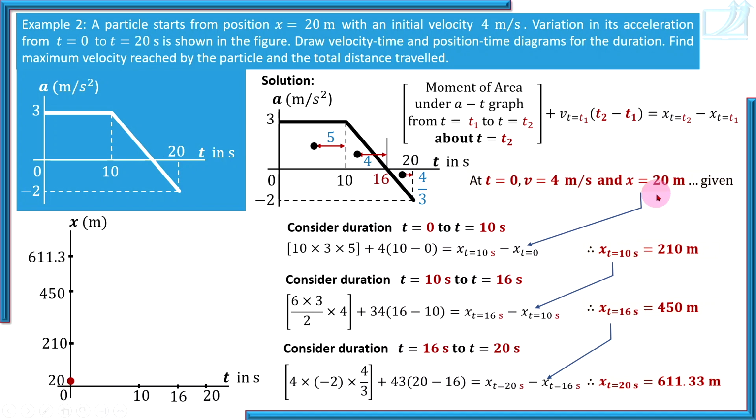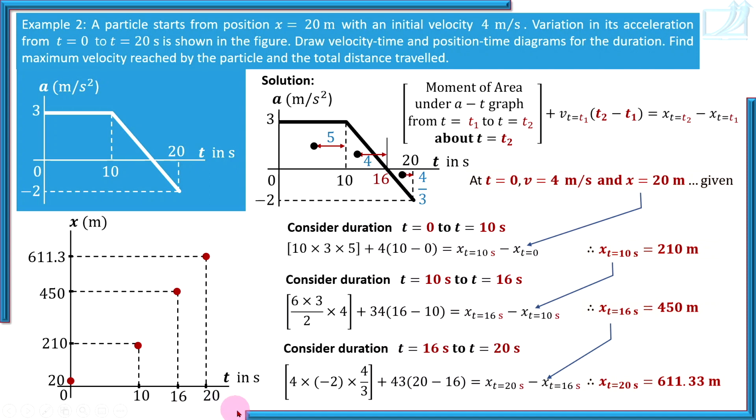So at t equal to 0, x is 20. So I marked here the first point on the curve. Then at t equal to 10, x is 210. Here I mark the second point. Then at t equal to 16, x is 450. So I mark here, and at t equal to 20, x is 611.3. Now these points are to be joined properly.